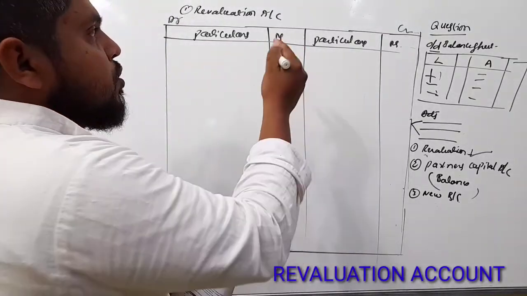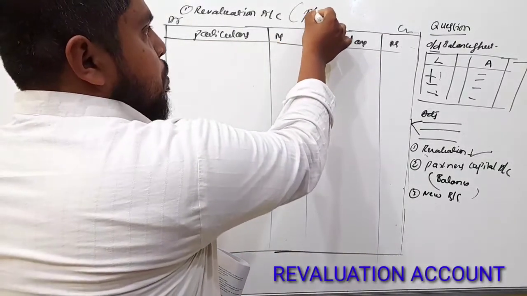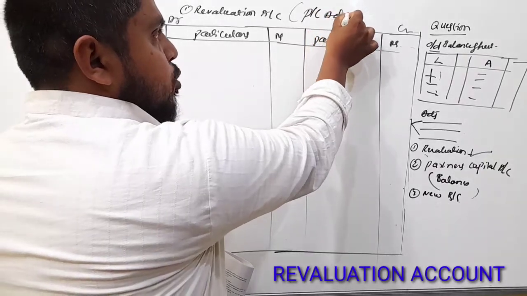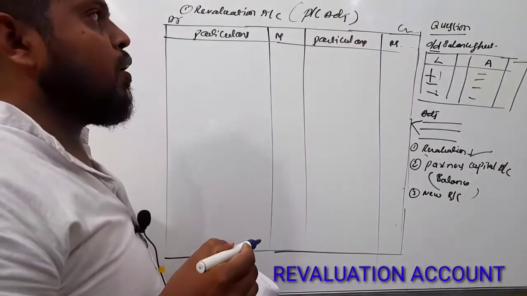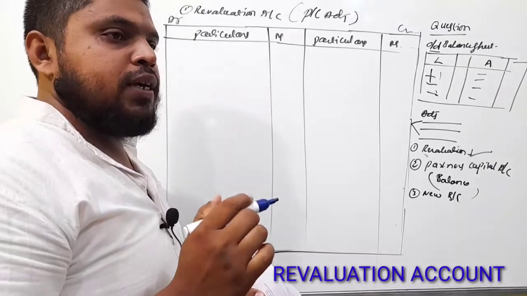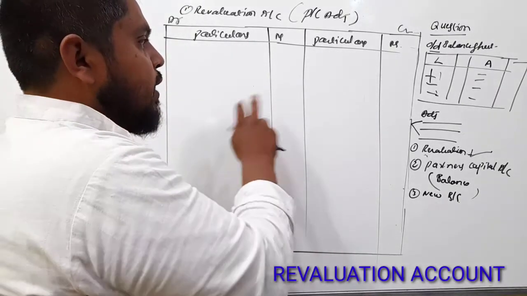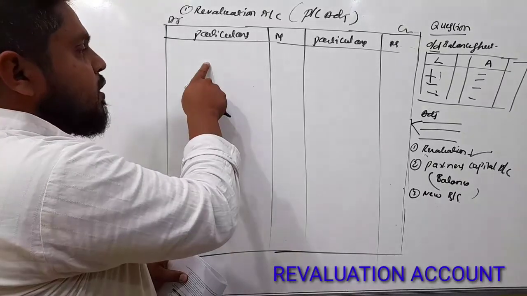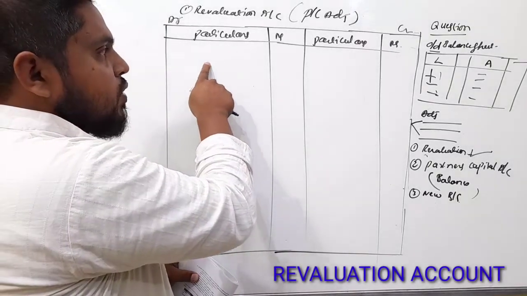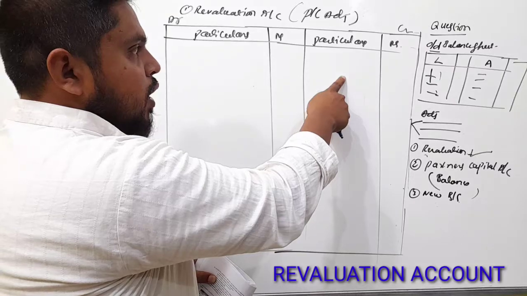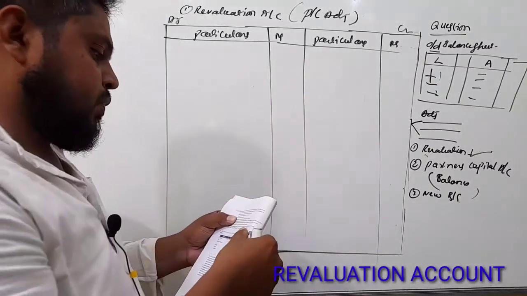You know, revaluation account is also called as profit and loss adjustment account. So here we are going to record the only adjustment, that is increase and decrease in the value of assets and liability. Debit side we have to record all the expenses and losses, and credit side we have to record all the incomes and gains.